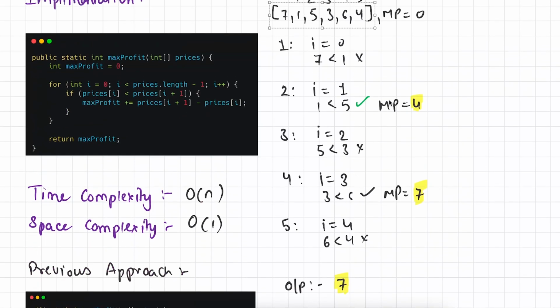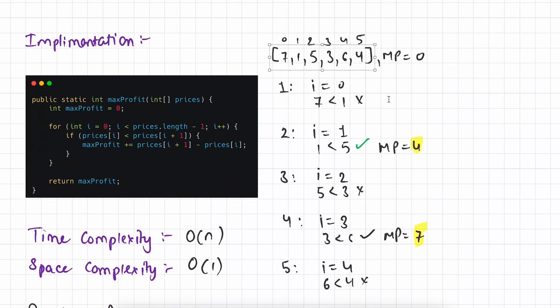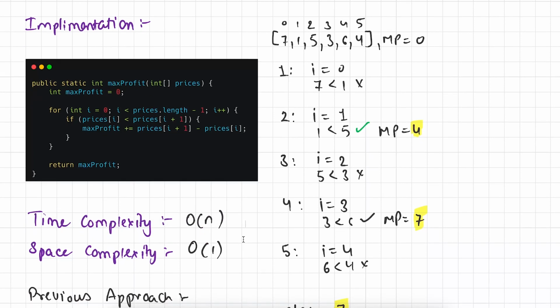So far so clear. Now talking about the time complexity of this function, as we can see that we are running a loop from 0 to less than price.length. So the time complexity is going to remain same as the previous approach, that is big of n, and the space complexity is big of 1 because we are not using any extra space here. So both the complexity remains the same. But what advantage we get using this approach?